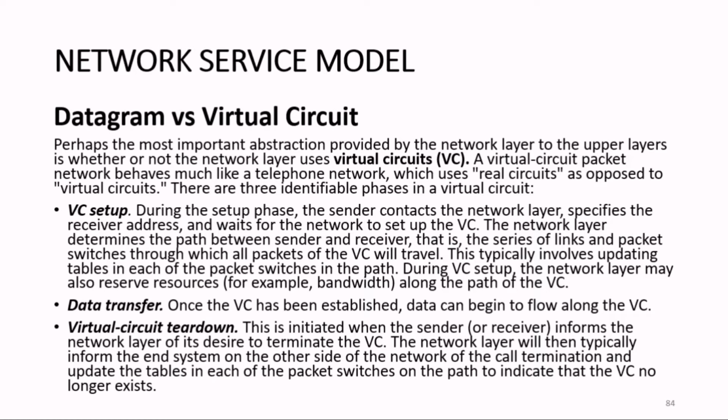The second is the data transfer. Once the VC has been established, data can begin to flow along the VC. And lastly is the VC teardown. This is initiated when the sender or receiver informs the network layer of its desire to terminate the VC. The network layer will then typically inform the end system on the other side of the network of the call termination and update the table in each of the packet switches on the path to indicate that the VC no longer exists.